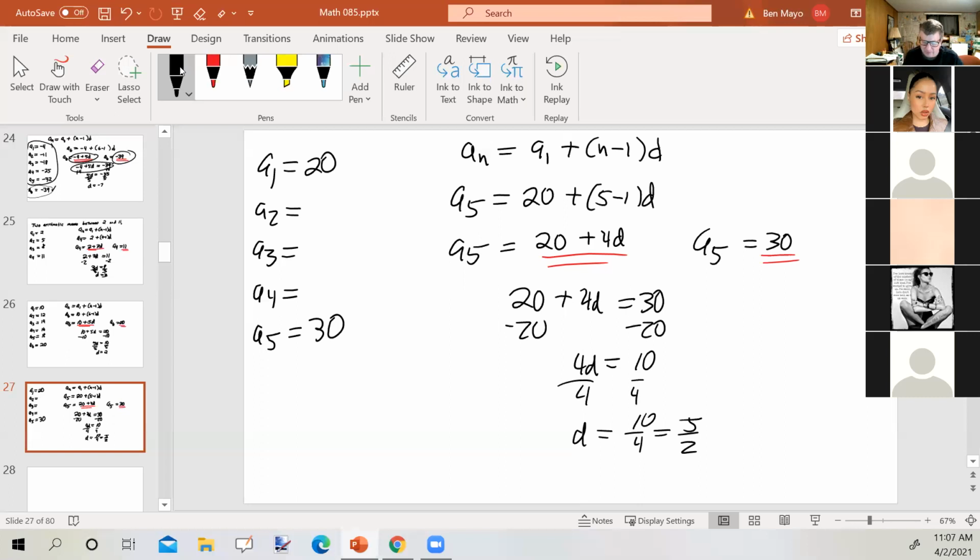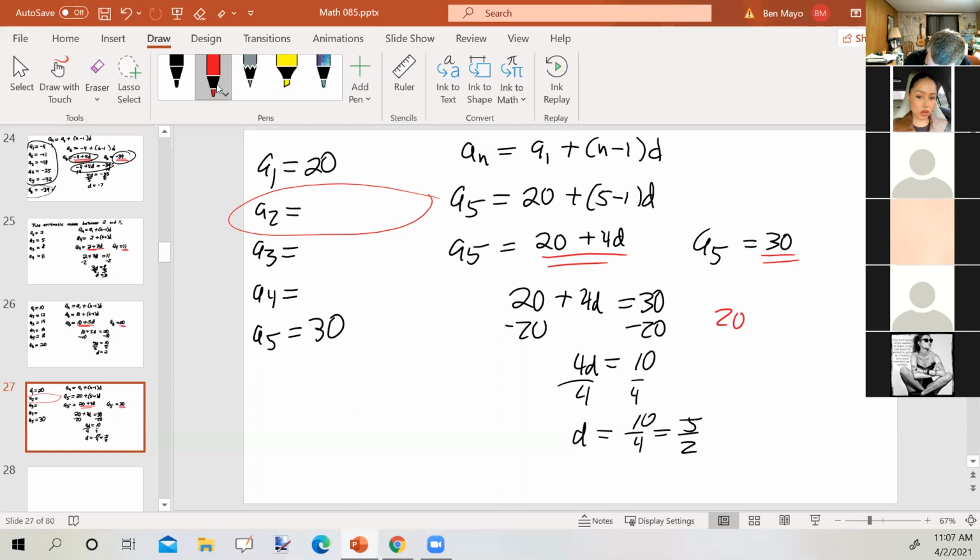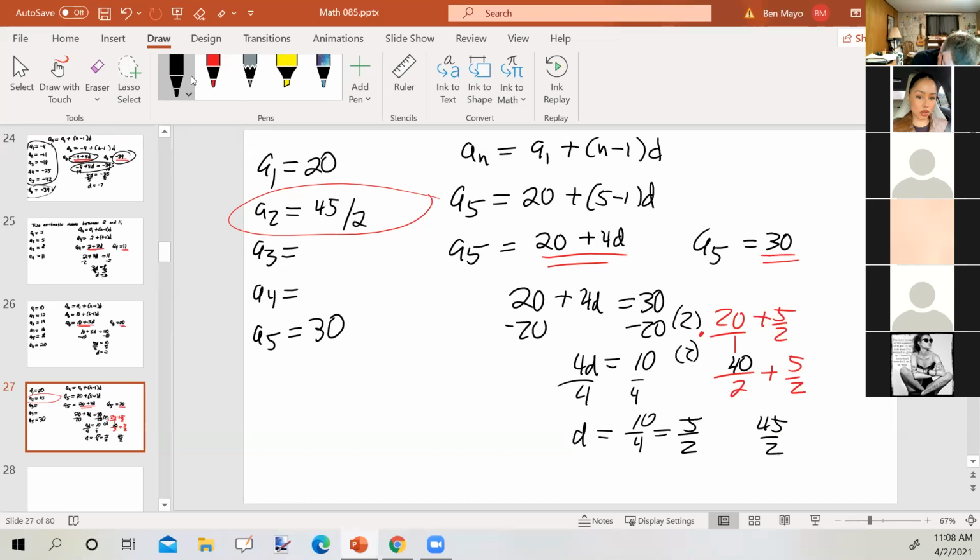Okay. Now, a sub 2 is what? It's 20 plus 5 halves. I'm going to change that so that the whole thing is an improper fraction. Wouldn't 20 over 1 be 40 over 2? 40 over 2 plus 5 over 2 is 45 over 2. Okay.